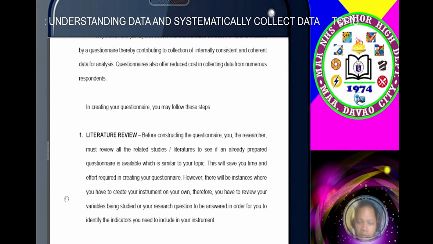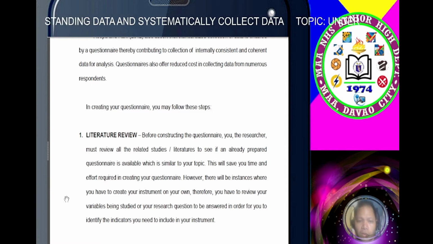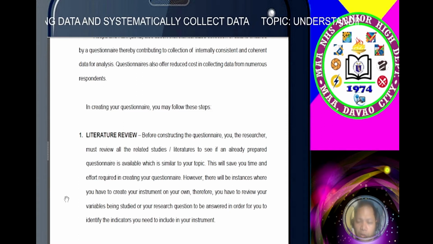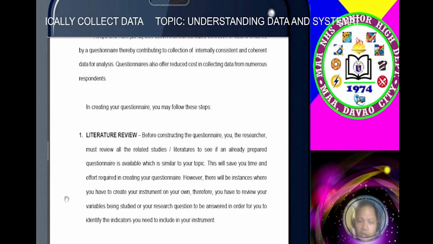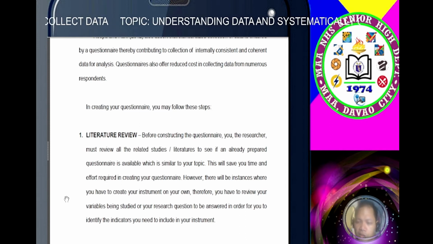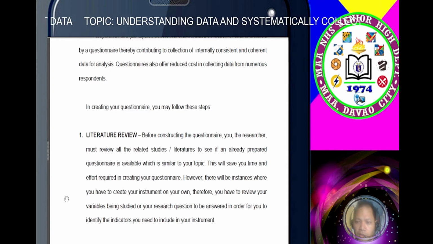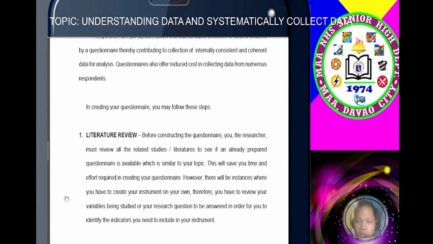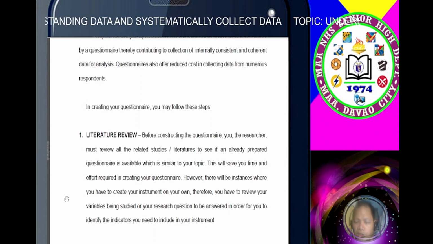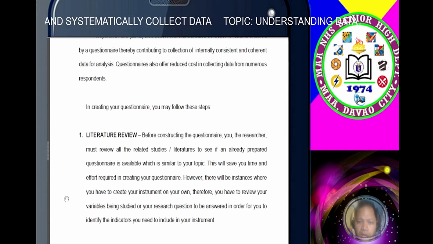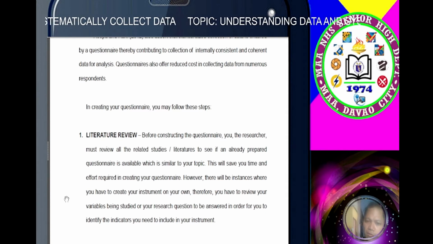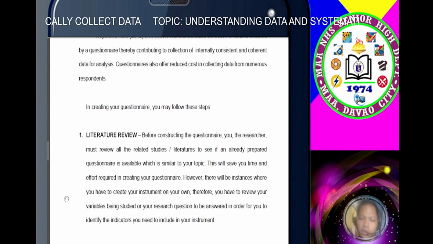So that's why I encourage you to look first for a questionnaire, because it will be easy for you to conduct your study since it is already prepared and you just need to adapt it. You must also give credit to and acknowledge the authors who constructed this questionnaire in your chapter 2, in the research instrument section. So take note of that. This will save your time and effort in creating your questionnaire.